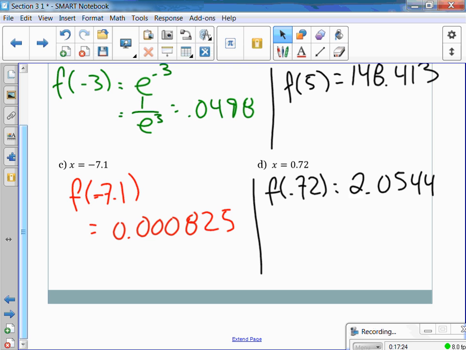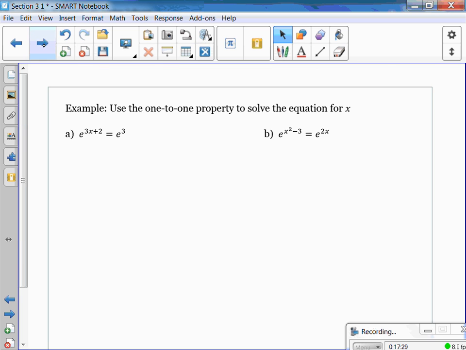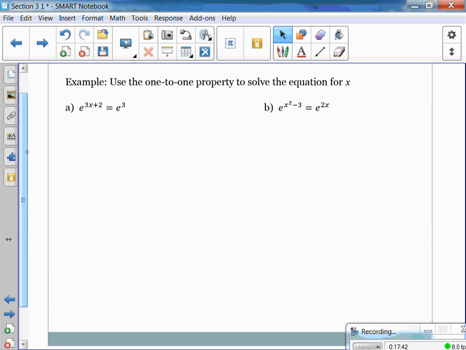What about using the one-to-one properties for our natural exponential function? Is it any different? No. Now here it's even nicer, right? It's already written with the same base. So what do we do? Set the exponents equal, absolutely. So we have 3x plus 2 equals 3, coming up with x equals 1/3.